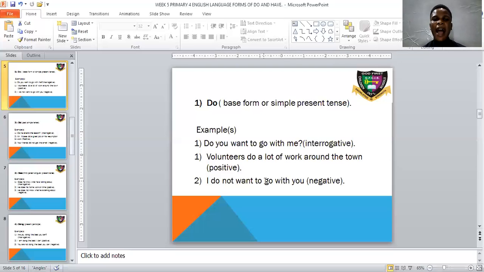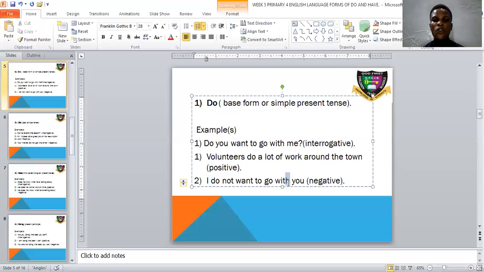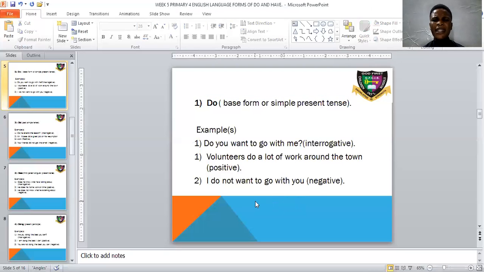Now, last but not least, is saying, I do not want to go with him. I do not want to go with him. What does that imply? Can somebody tell me what that implies? It implies a negative sentence. And why is it a negative sentence? Because it has this word, not. Any sentence where you see the word not, whether do not, did not, does not, is a negative sentence. So that not makes this sentence a negative sentence. Is that taken out? So I do not want to go with you.